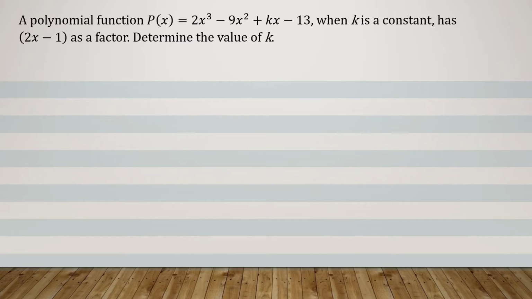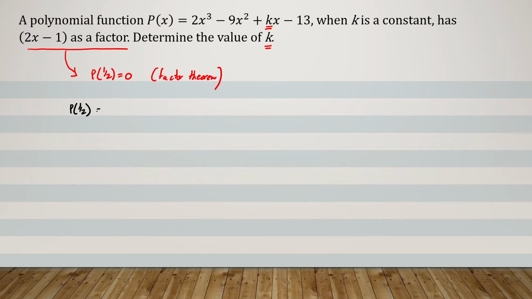Okay, so what you need to do in this question is find this value k. And we're given the information that 2x minus 1 is a factor. Now, if 2x minus 1 is a factor, that's implying that p(1/2) equals 0. And this is from your factor theorem. So we're going to need to evaluate the polynomial where x equals a half. So let's put a half into our polynomial.